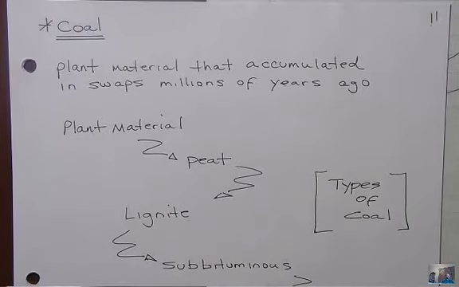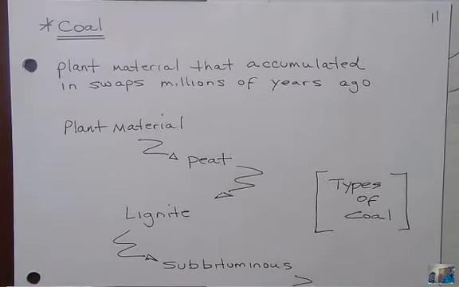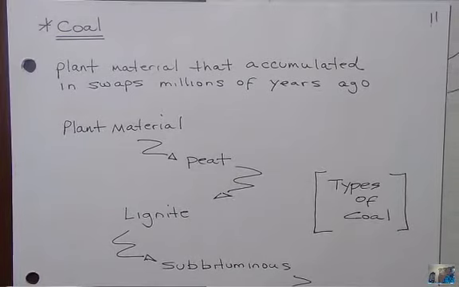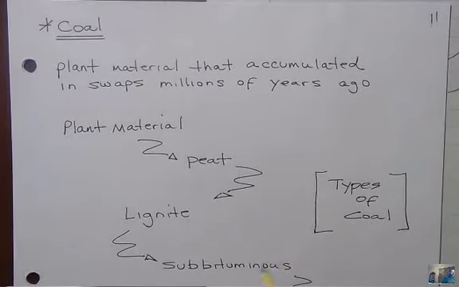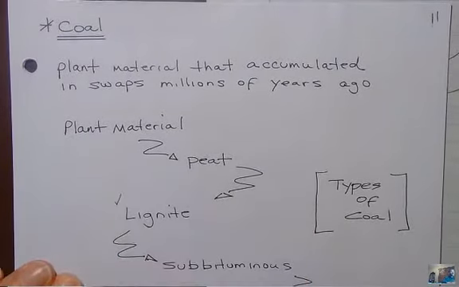It has the least carbon content. It's the softest, and some people call it soft coal. And you can dig it out of the ground. It has a value. It's considered coal. You can burn it. So that's one material, one type of coal. So the three kinds of coal, the first one is lignite.